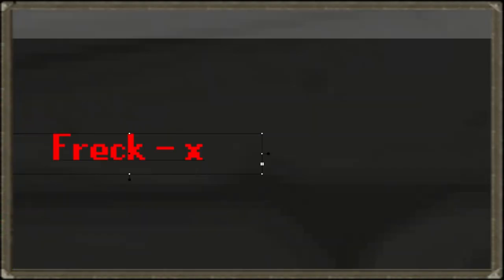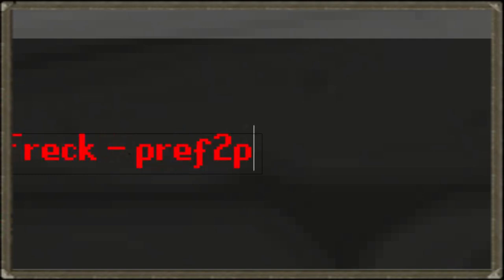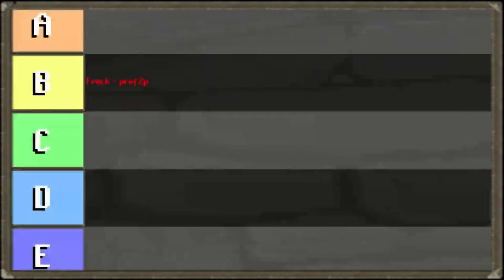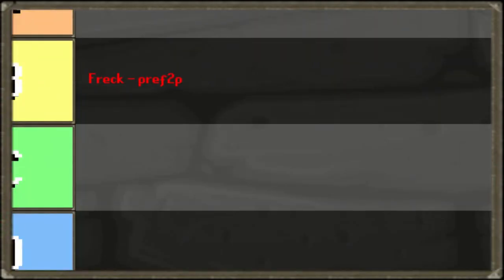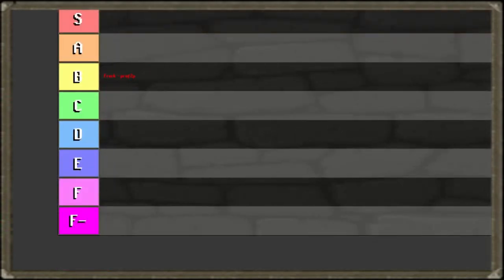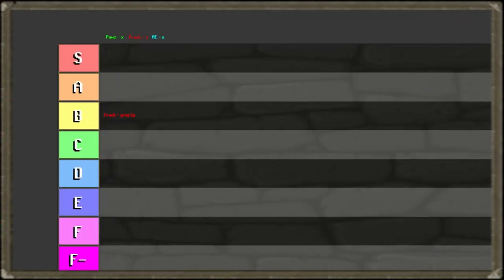Freck, say pre-F2P. Okay. Let's see, where would I put this? Honestly, I didn't really care about the update too much. I guess the purpose of it was so that people could do free-to-play PKing, and we're limited to that, so I'm kind of indifferent. I think I'll probably put it at like a C.